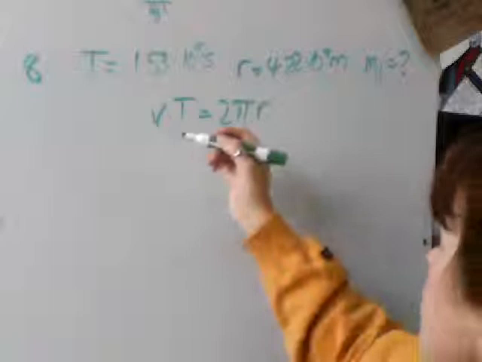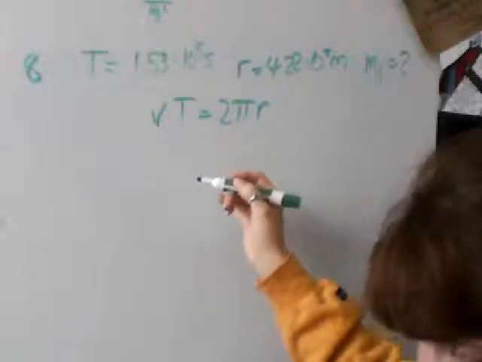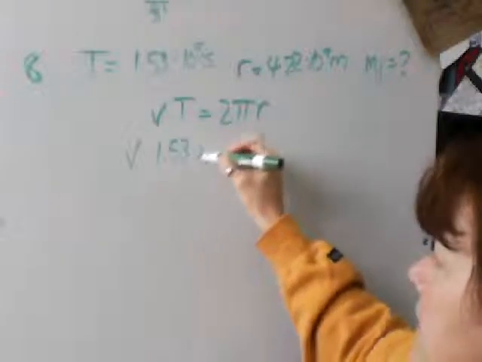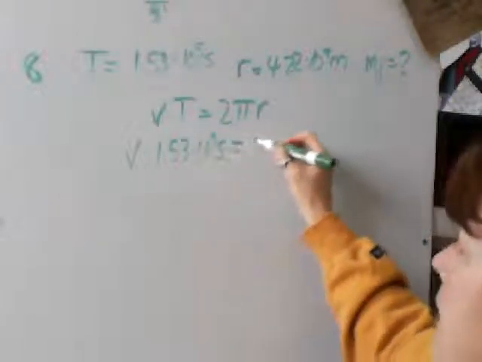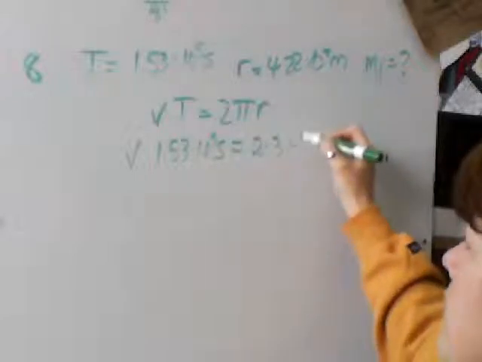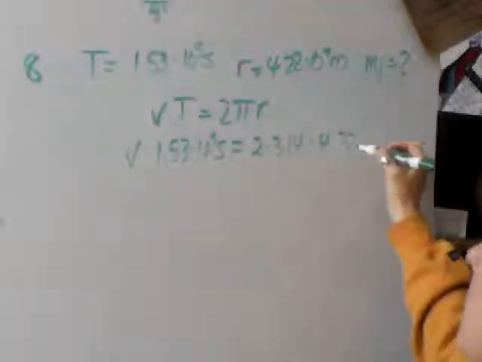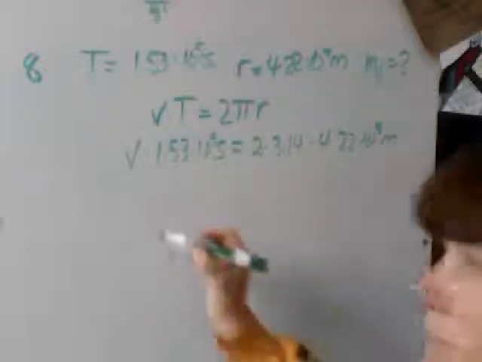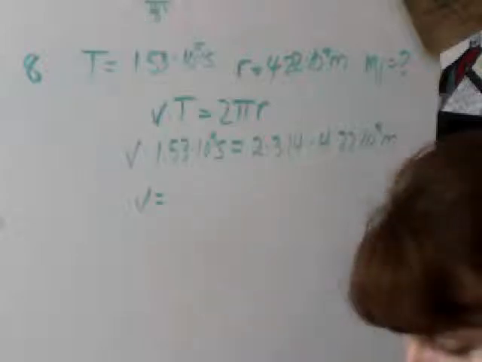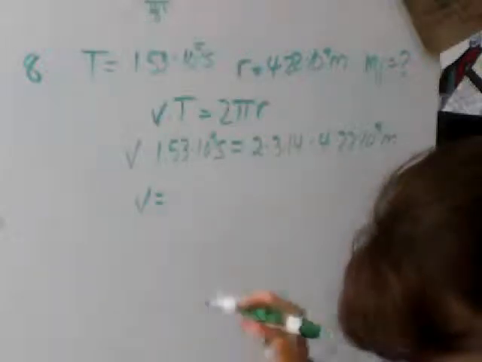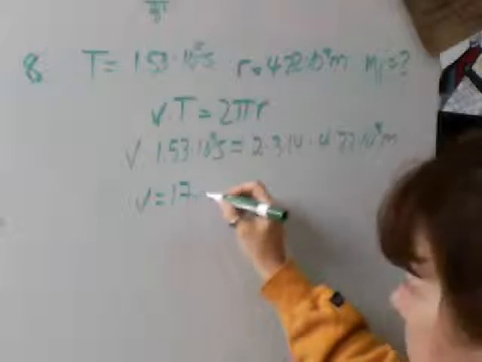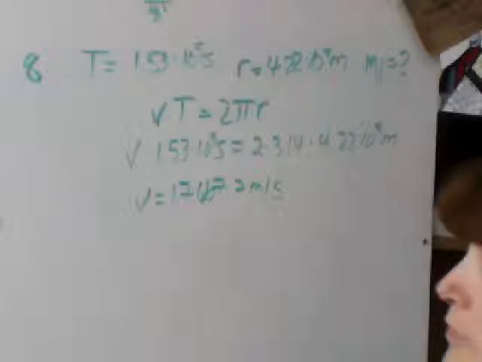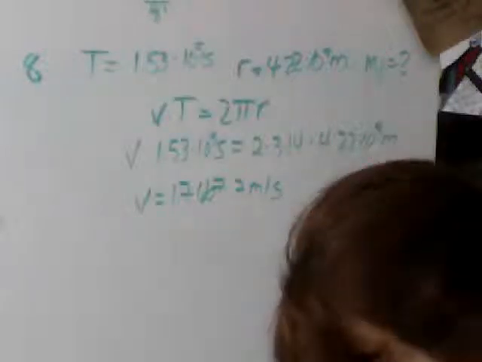So we know that we're trying to solve for velocity here. So it's velocity times 1.53 times 10 to the 5th seconds equals 2 times 3.14 times 4.22 times 10 to the 8th meters. And so we solve that and we figure out that the velocity of Io is 17,667.7 meters per second. So it is traveling very, very quickly.